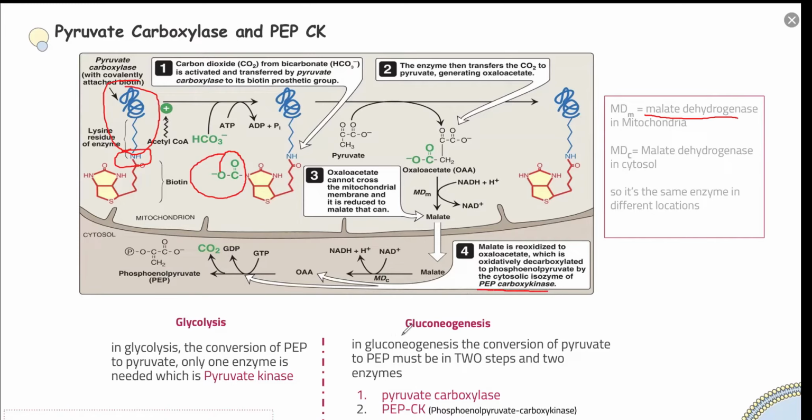So this is what happens in gluconeogenesis. In gluconeogenesis, the conversion of pyruvate to phosphoenolpyruvate must be in 2 steps with 2 enzymes. So this is where one of the other enzymes is added that makes gluconeogenesis have 11 enzymes or 11 steps. So pyruvate carboxylase and then phosphoenolpyruvate carboxykinase. And of course, in glycolysis, the enzyme is only pyruvate kinase.